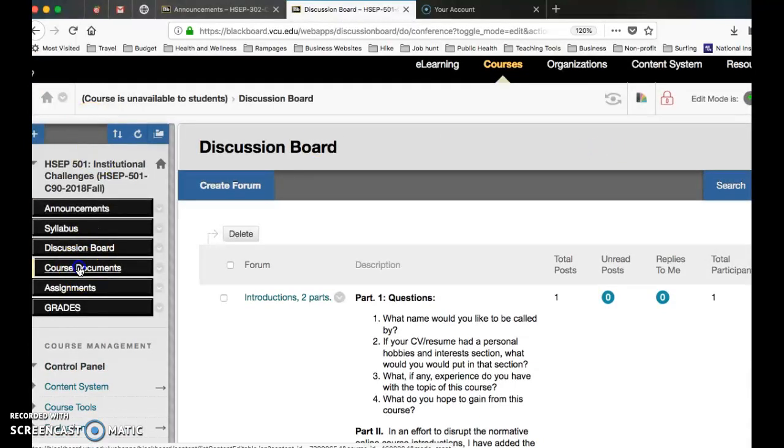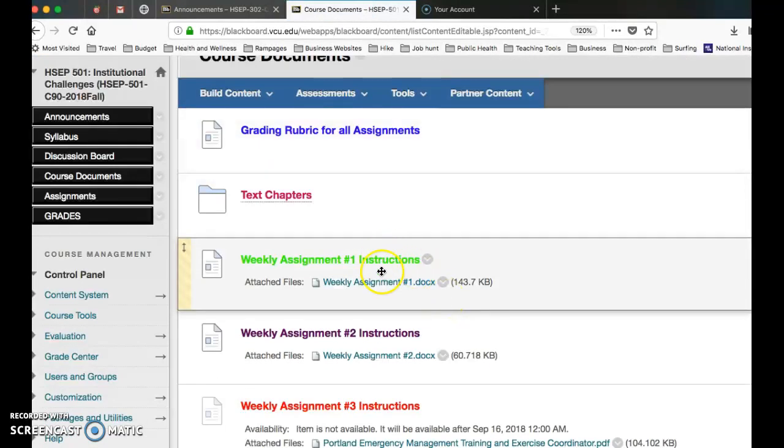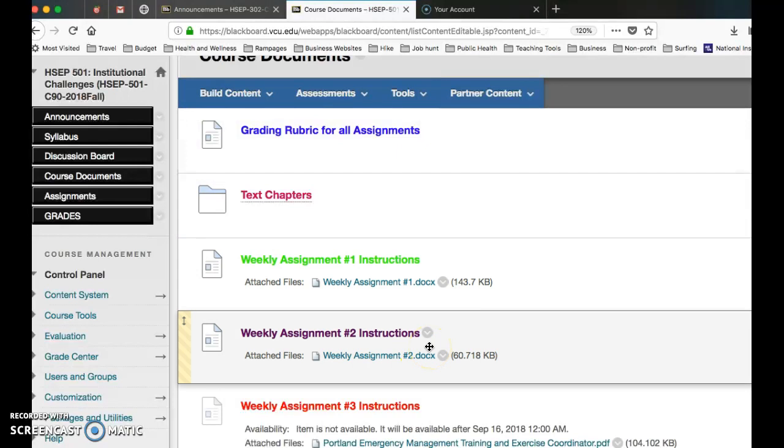But the onus is on you to know when an assignment is due, and it is clearly marked in all of the assignment instructions, but you do have to look. So there's not a blanket, everything is due on Sunday. Some weeks you have things due on Wednesdays and Sundays, some things you have due on Sundays. So you need to look over that.